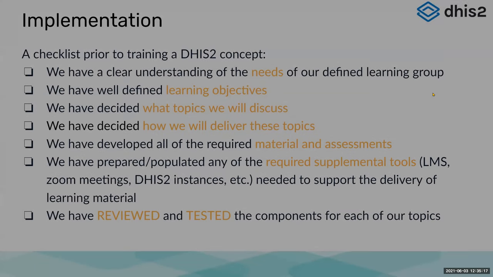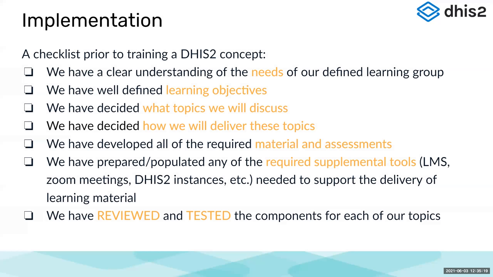All right, so I just created a quick checklist summarizing some of the concepts we've discussed. So when you're actually going to conduct the training, now, I know in reality it doesn't always work like this, but the idea is to be as prepared as possible, right? So summarizing what we've discussed, we have a clear understanding of the needs of our defined learning group. We have well-defined learning objectives. We have decided what it is that we're going to discuss. We have decided how we will deliver these topics, right? It's going to be online, in person, et cetera.